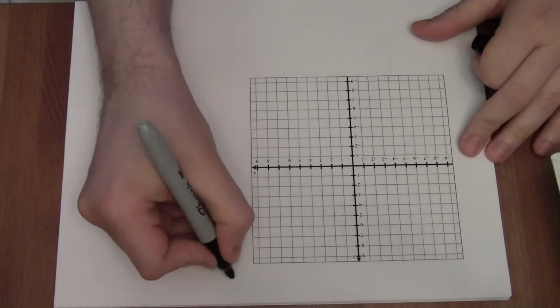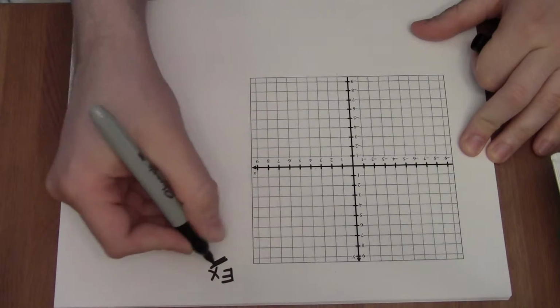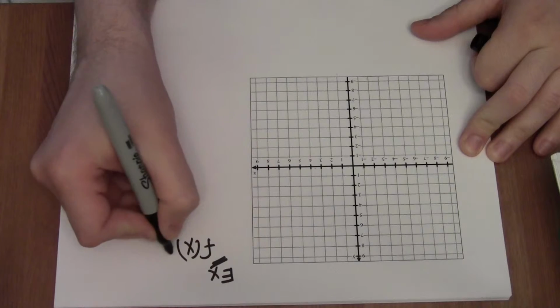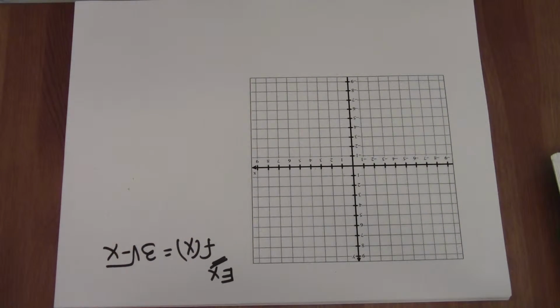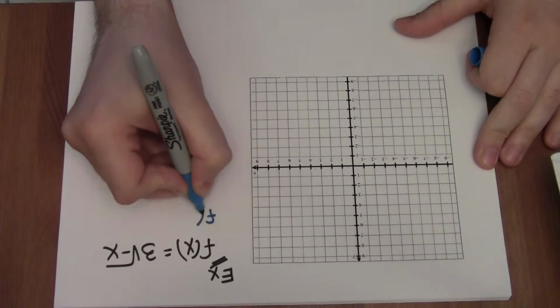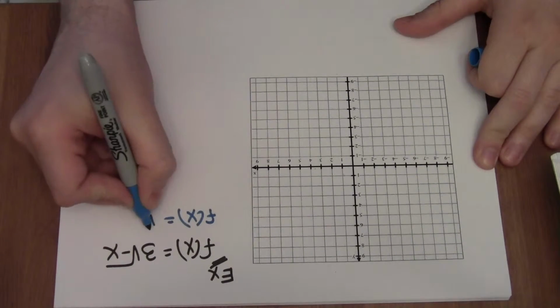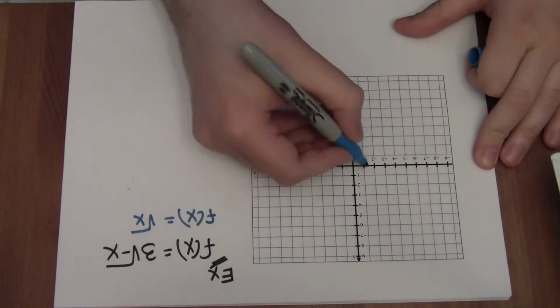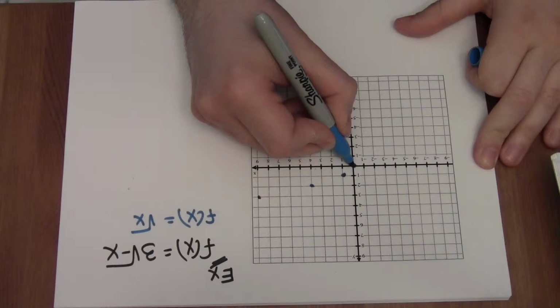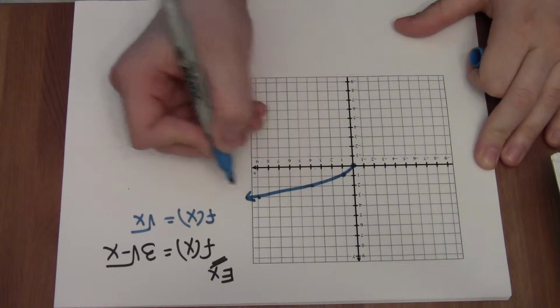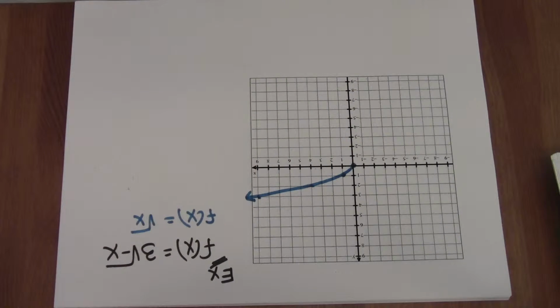Next example. Let's take a look at f of x equals 3 times the square root of negative x. Well, my parent function here is just the square root function, so I'm going to start by graphing my parent f of x equals root x. 0, 0, 1, 1, 4, 2, 9, 3. It's my top half of a sideways parabola.